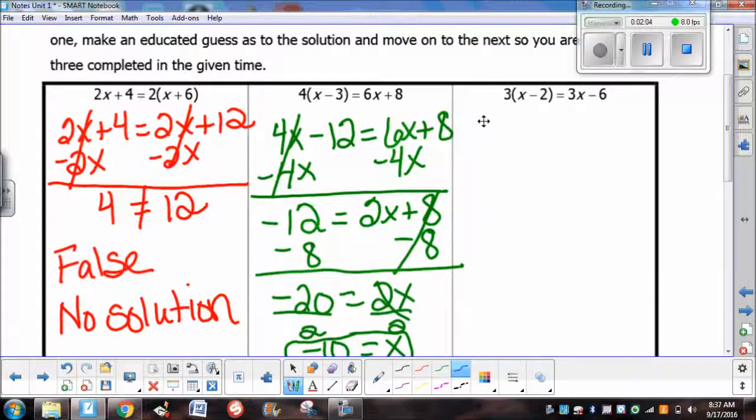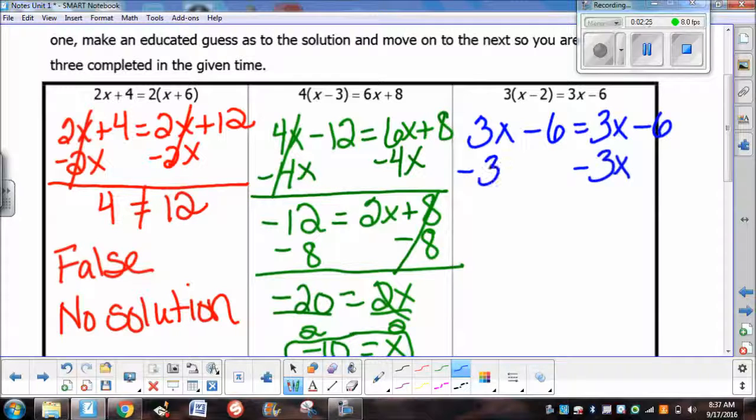Over here in this third equation, I'm going to do the same thing. 3x minus 6 equals 3x minus 6. And just kind of say that to yourself. 3x minus 6 equals 3x minus 6. Okay, maybe if you've got sort of a little warning going on in your head, that's probably a good thing. But if not, all right, let's start moving some variables. 3x minus 3x. And then over here on the right-hand side, 3x minus 3x. And we're left with negative 6 equals negative 6.